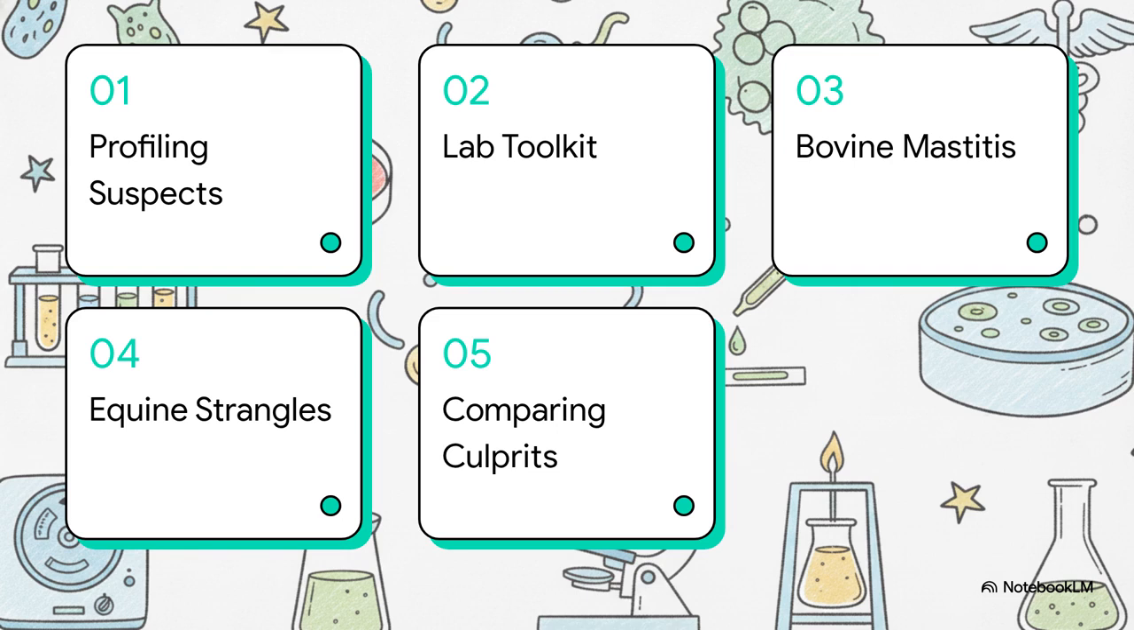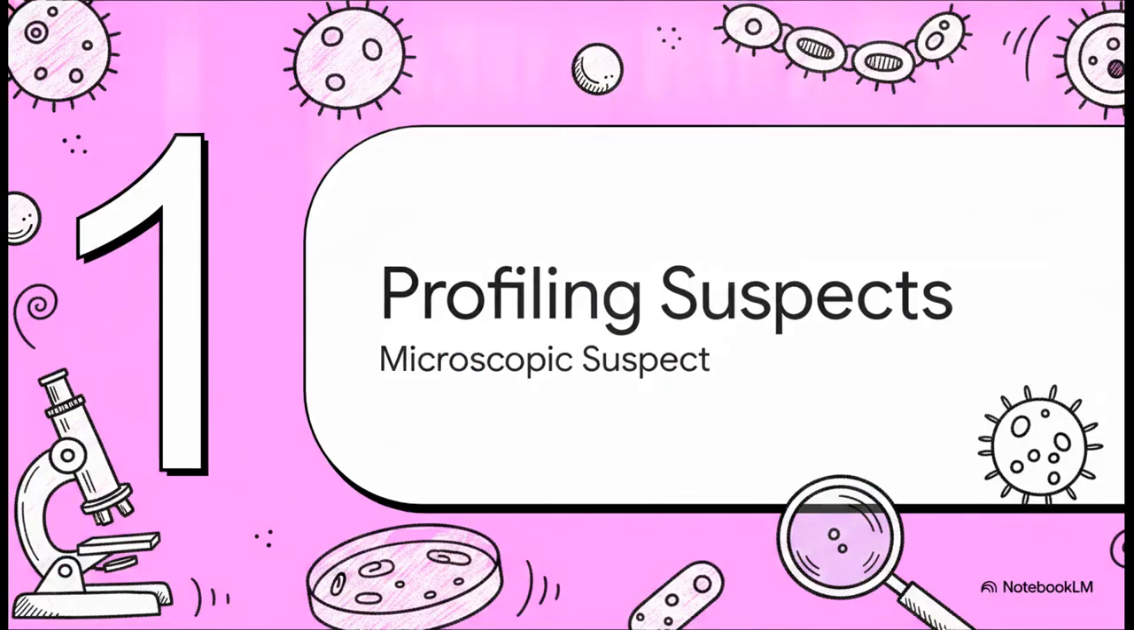Okay, let's just lay out our structural roadmap for the investigation ahead. We'll start by profiling our microscopic suspect, unpack the lab detective's toolkit, dive into our two case files, bovine mastitis and equine strangles, and finally, we'll compare our culprits side by side. Step 1. Profiling the microscopic suspect.